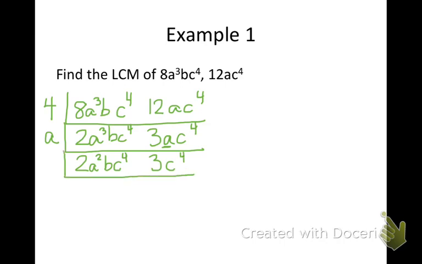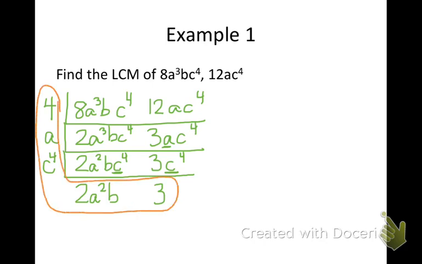Now we can do the c's, and there's a c to the 4th here and a c to the 4th here, so we can divide by both, and we could get 2a squared b and 3, and with no other common factors, we can go ahead and multiply everything that's in the shape of an L. Okay, so 4 times a times c to the 4th times 2.